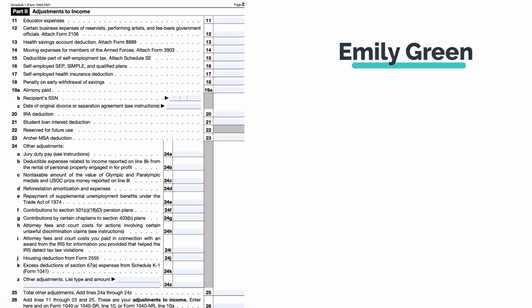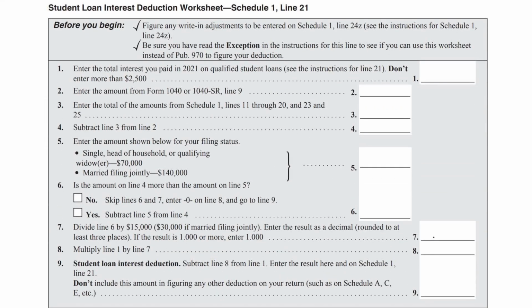We are now going to return to line 21 and use the student loan interest deduction worksheet to see how much student loan interest Emily qualifies for. Emily had $3,070 of student loan interest. Pulling up the worksheet, it asks on the first line to enter the total amount paid in 2021 on qualified student loans. The maximum amount that can be deducted is $2,500, so that is the maximum amount that can be entered here.